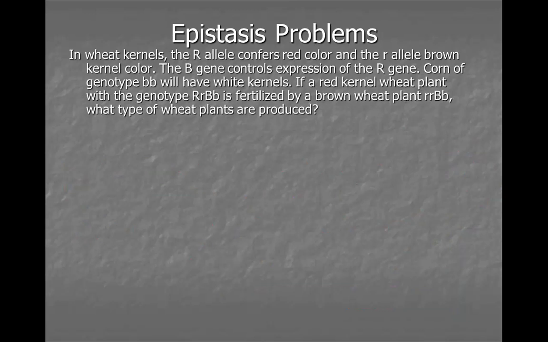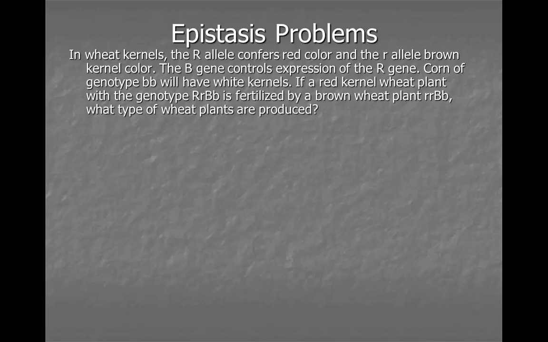Our last problem. In wheat kernels, the R allele confers red color and the little r allele brown kernel color. The big B gene controls the expression of the R gene. Wheat of genotype homozygous recessive little b will have white kernels. If a red kernel wheat plant with the genotype heterozygous for color and heterozygous for the epistasis on-off locus is fertilized by a brown wheat plant homozygous recessive and heterozygous for on-off, what type of wheat plants are produced?